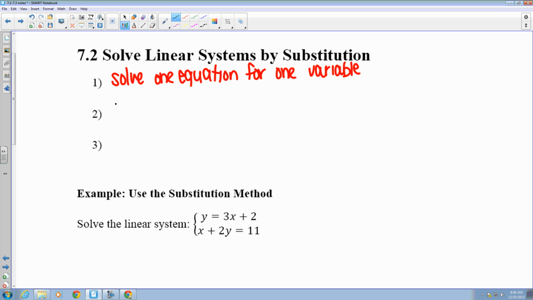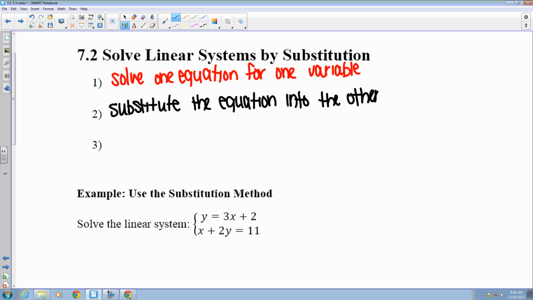Number two, you're going to substitute that equation that you just solved into the other one. And lastly, you are going to solve that. And the last thing you're going to do is get that solution. You're going to substitute your solution into the first one to get the second answer.